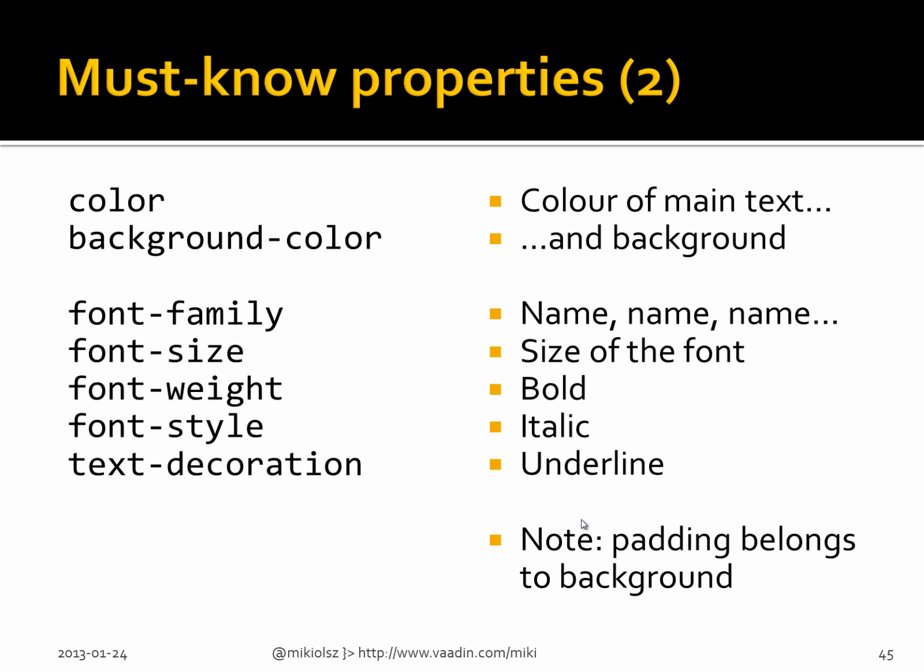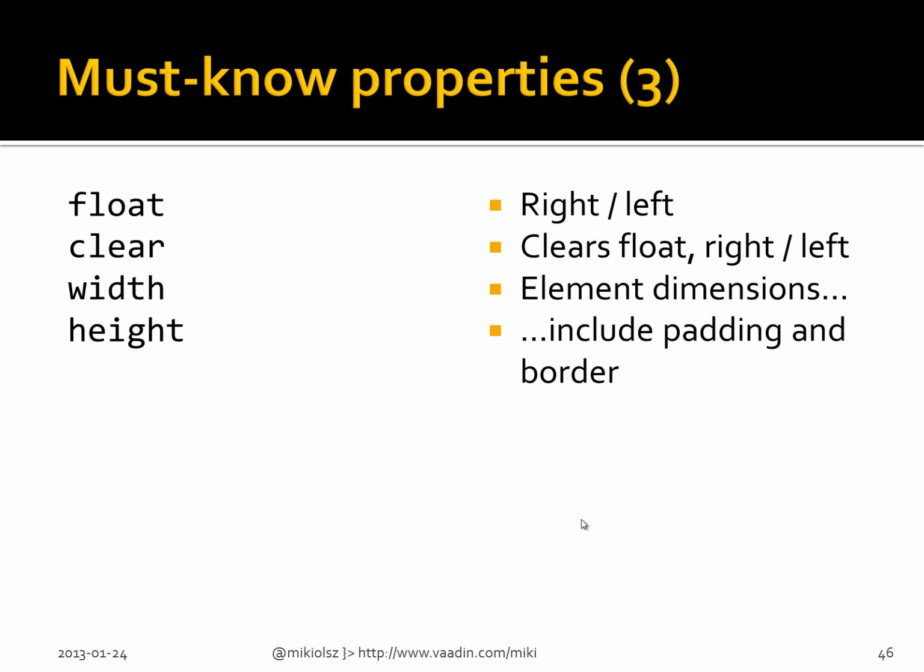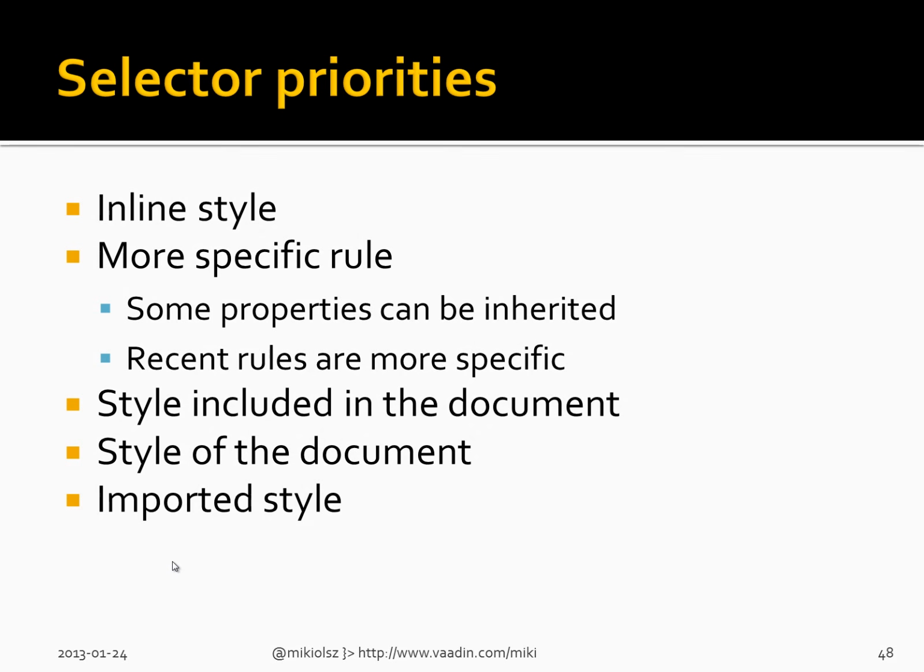Properties related to color and font, so we can set a color of the main content and the background color. We can set font family, size, weight, which is bold or not, style meaning italic or not, and text decoration meaning underline or not underline. And I think strike through is also a decoration of the text. A note here is that the padding belongs to the background, so if we set the background color to be blue and then we set padding of an element, then the padding will also be blue. Properties related to size: width and height, and floating of the elements.